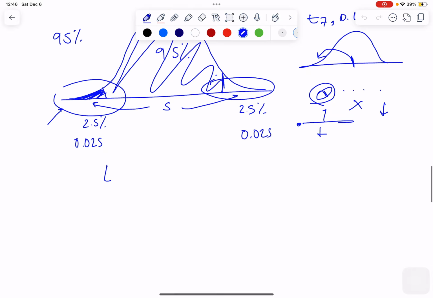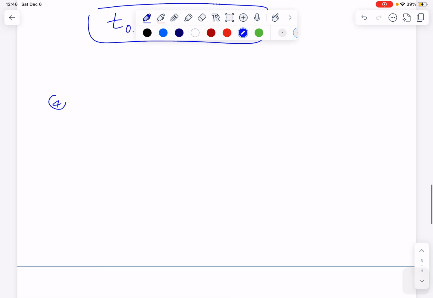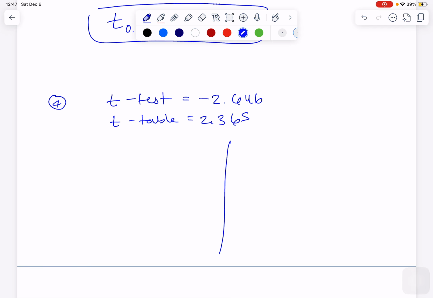So we got from the table T at 0.025 with 7 degrees of freedom being 7 is 2.365. So now if we bring all of this together, we know the T test gave us a value of negative 2.646. The T table gave us a value of 2.365. Now we want to draw this as a normal distribution, okay, negative 2.646 somewhere here.